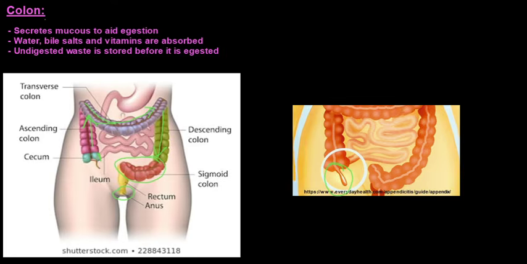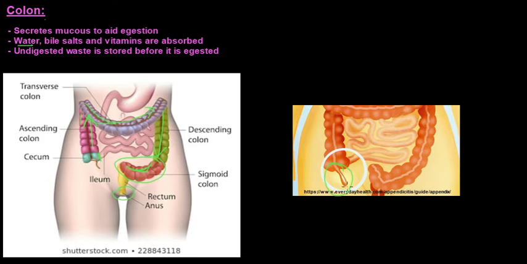Now, as you can see, water, bile salts, and vitamins are absorbed here. So if somebody is constipated, that is generally because of the absorption of water that takes place in the colon. That is why somebody will become constipated, because all of that water has been drawn out, so it makes the passage of the feces very difficult because it's not as lubricated as it was before. Just in case some of you wondered where constipation comes from.